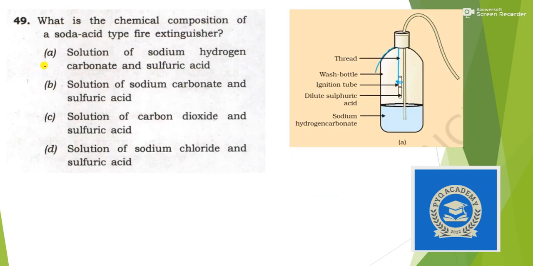Next, what is the chemical composition of a soda acid type fire extinguisher? This image you will find at the very end of the chapter. I think it is the second chapter. Here you can find a soda acid fire extinguisher made at home, in which the components are sodium hydrogen carbonate. You have to find sodium hydrogen carbonate, and it is there only in option A. Sodium hydrogen carbonate and sulfuric acid, when they react, they will form CO2. That is the only concept.